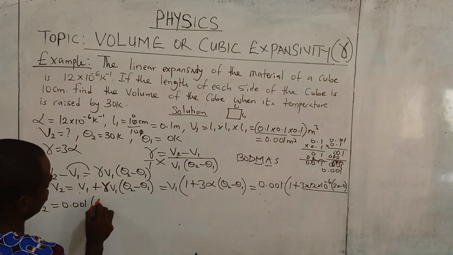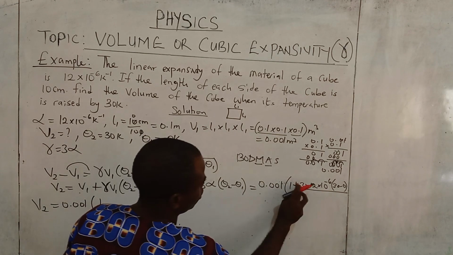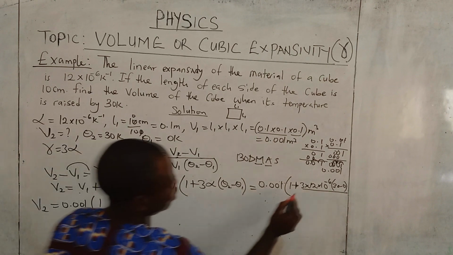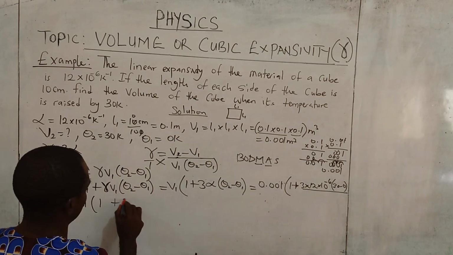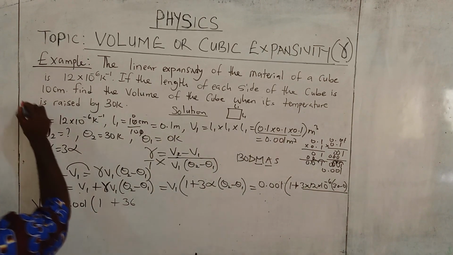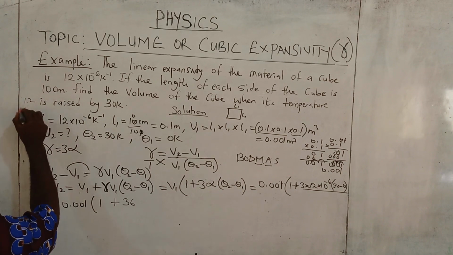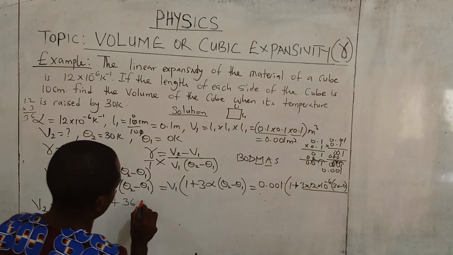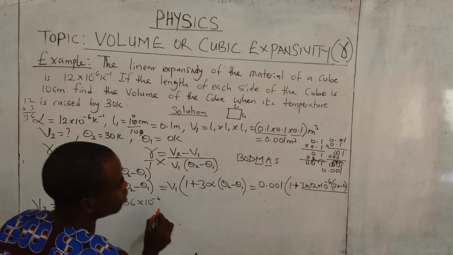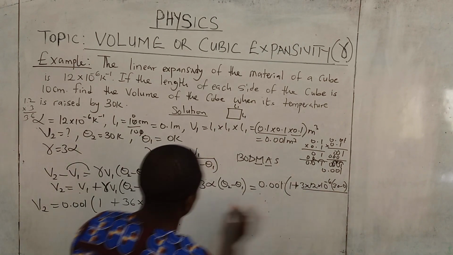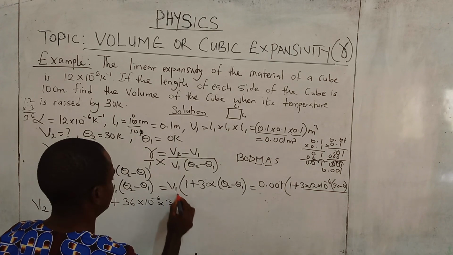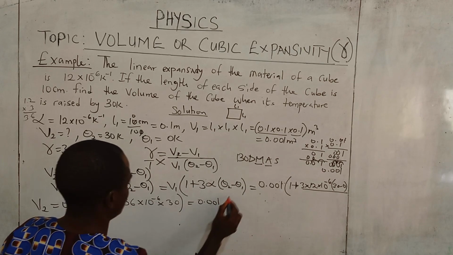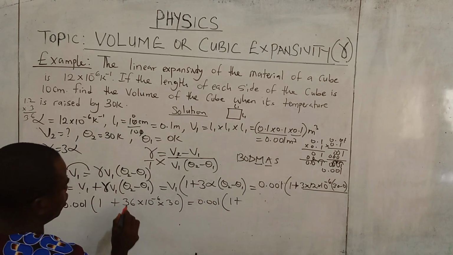Now 0.001 times bracket 1 plus 3 times 12, which is 36. We don't add yet. 12 times 3, 2 times 3 is 6, 1 times 3 is 3. 36 times 10 to the power minus 6 times 30 minus 0, which is 30. Equals 0.001 bracket 1 plus 36 times 30.